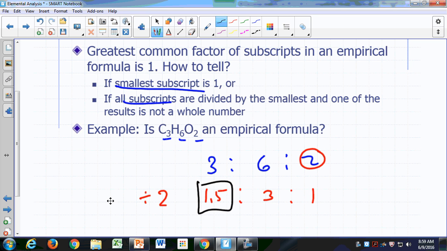And you can see that this is not a whole number, so that means this is already as simple as it gets. So C3H6O2 would be considered an empirical formula.